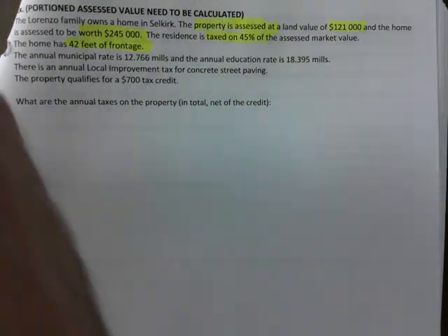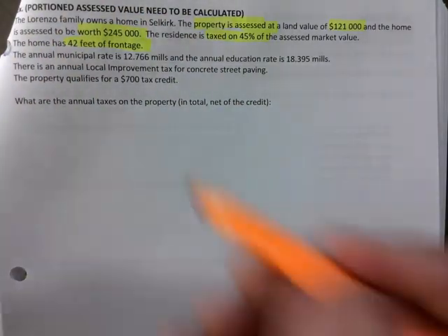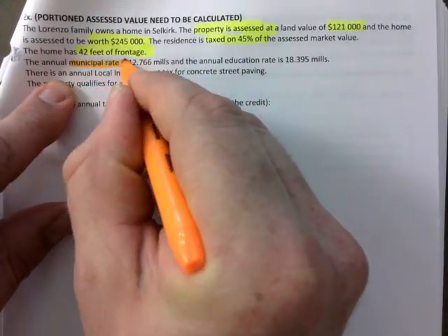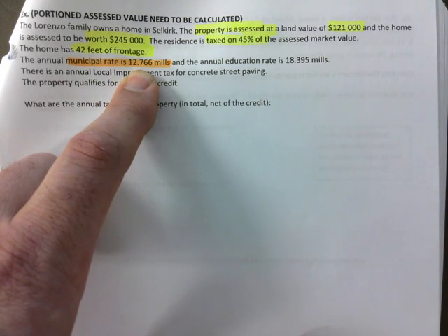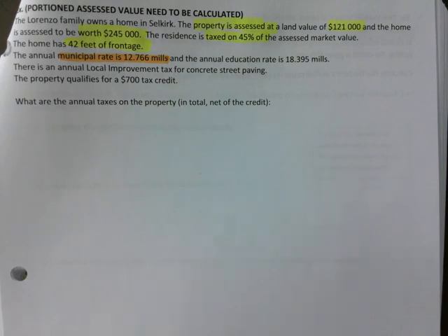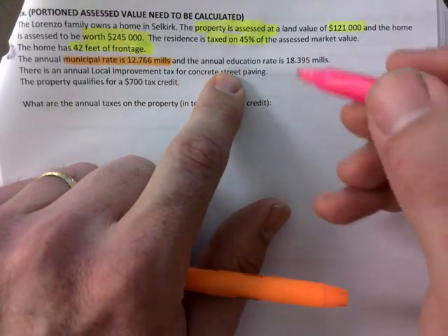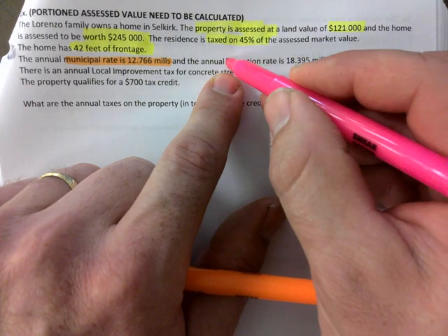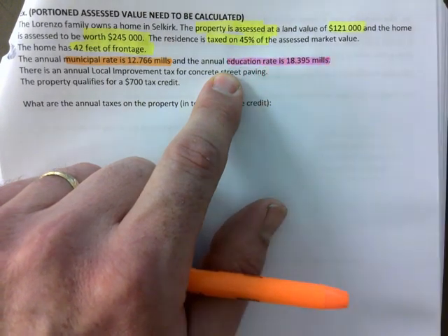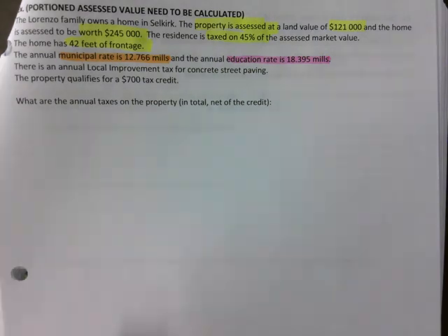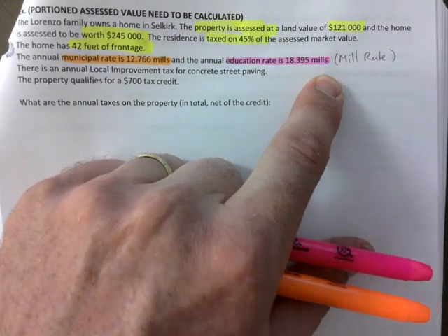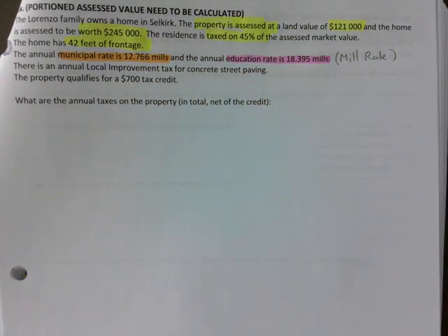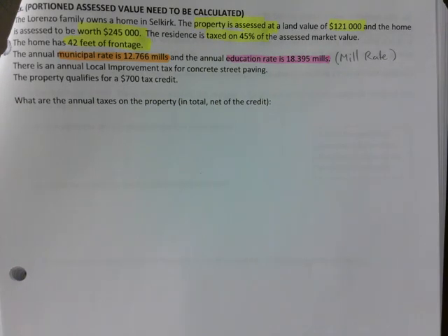The annual municipal rate. There's that. I'm going to give a different highlighter. I'm going to use orange. So the municipal rate is 12.766 mils. That is known as our mill rate. Mill rate. Next, we have education rate. The education mill rate is that. So let's go, mill rate. I don't want you to be worried if you see the word mill rate. If it just says, hey, the rate is this many mils, we're talking about mill rate, all right?